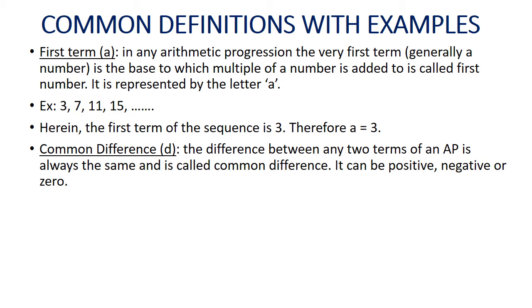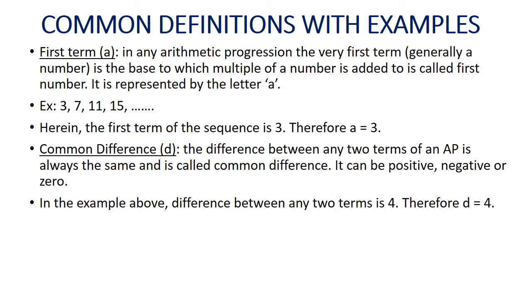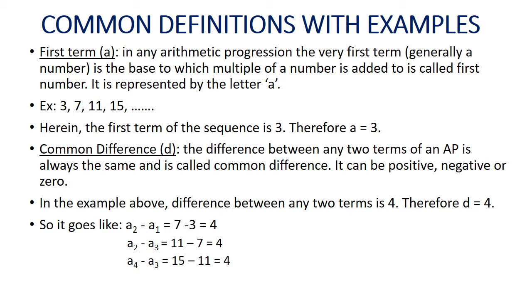Common difference. What is common difference? When we subtract the second term from the first term, or the third term from the second term. I already told you, next term minus previous term. Don't get confused: we don't do first minus second, we must do second minus first. It is called common difference because the difference is always the same. 7 minus 3 is 4, 11 minus 7 is 4. Now the common difference can be positive, it can be negative, or it can be 0. In the example above, the difference between any two numbers is 4. Therefore D is equal to 4.